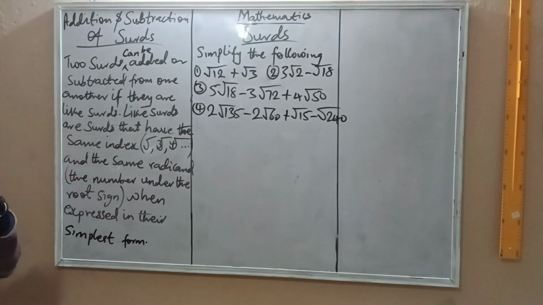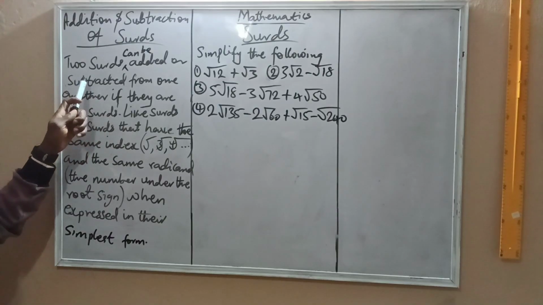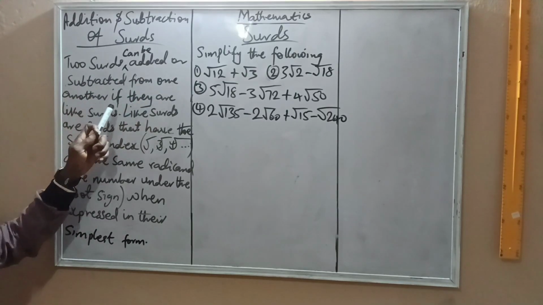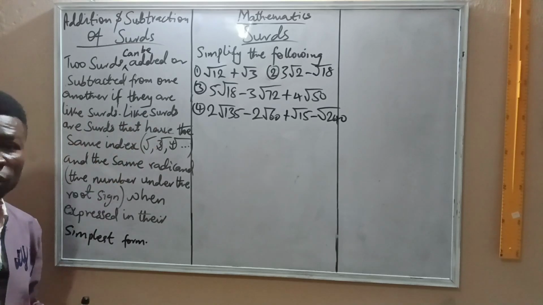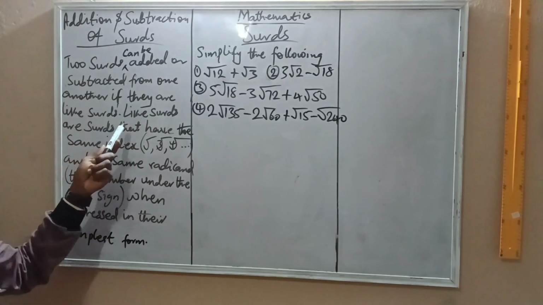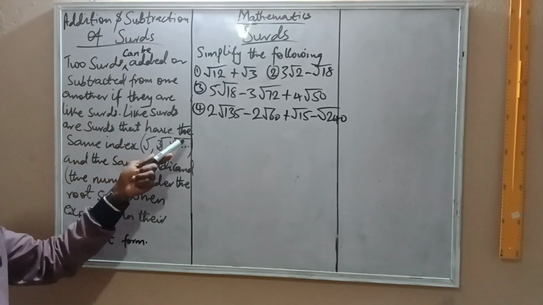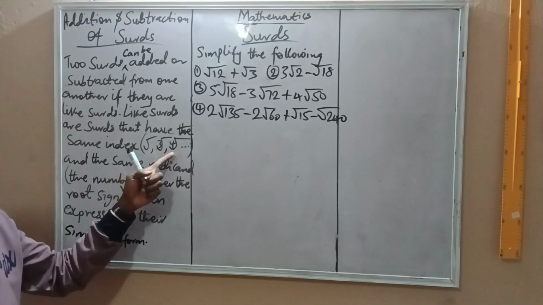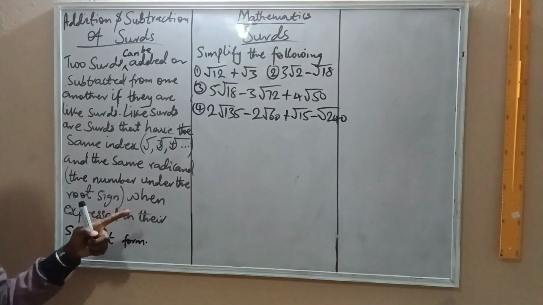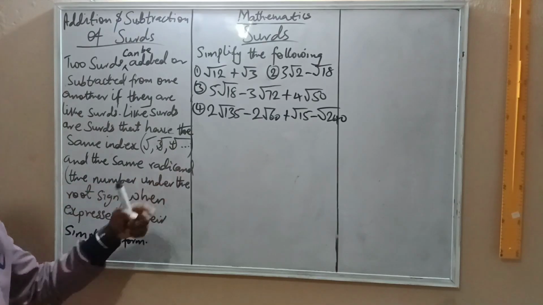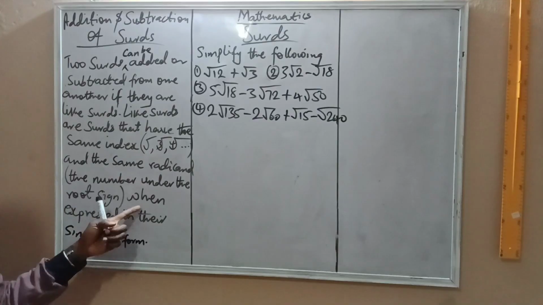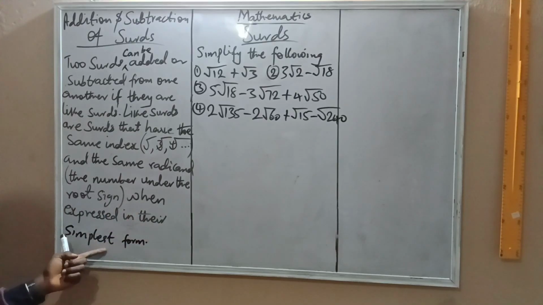So the theorem on the board says that two surds can be added or subtracted from one another if they are like surds. It says also that like surds are surds that have the same index, it could be square root sign, cube root sign, fourth root sign, or fifth root, and the same radicand, that is the number under the root sign, when expressed in their simplest form.